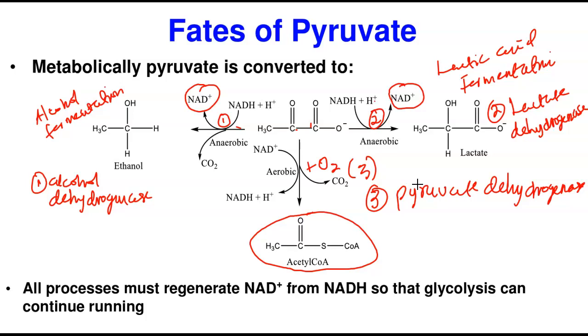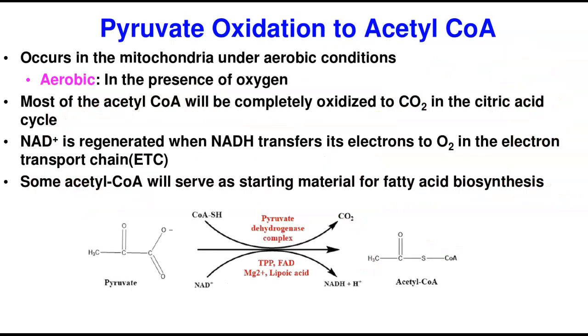All right? And so, like I said earlier, all these processes result in the regeneration of NAD+. However, this does not regenerate NAD+ here. It now has to enter the electron transport chain, where it is going to be regenerating a lot of NAD+ that will now go back to facilitate glycolysis. So like I said, pyruvate oxidation to acetyl-CoA occurs in the mitochondria under aerobic conditions, in the presence of oxygen.